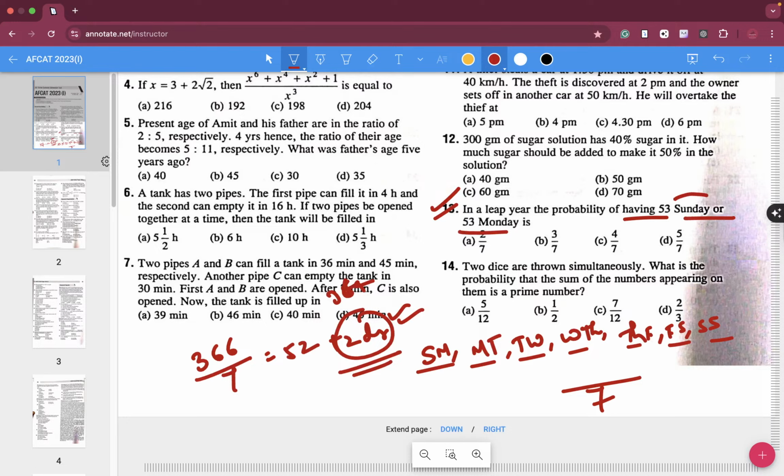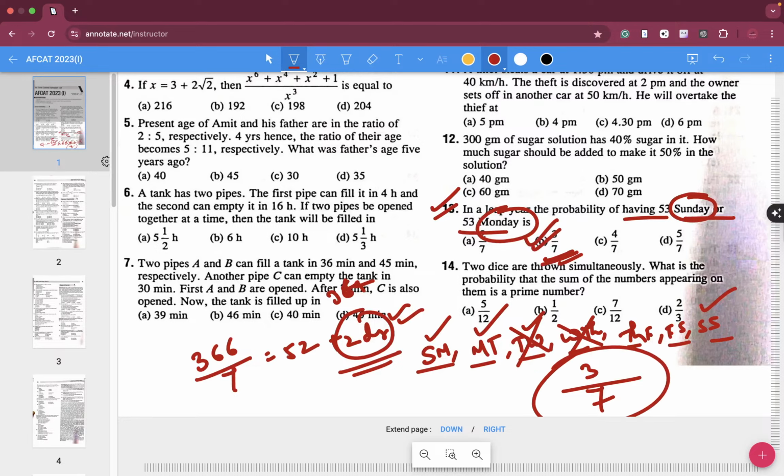What is the probability of getting either Sunday or Monday? Sunday-Monday is there, Thursday-Friday is not, Saturday-Sunday is there. That is 3. So 3 by 7 is the answer to this question, folks. All right, we'll move to the next one.